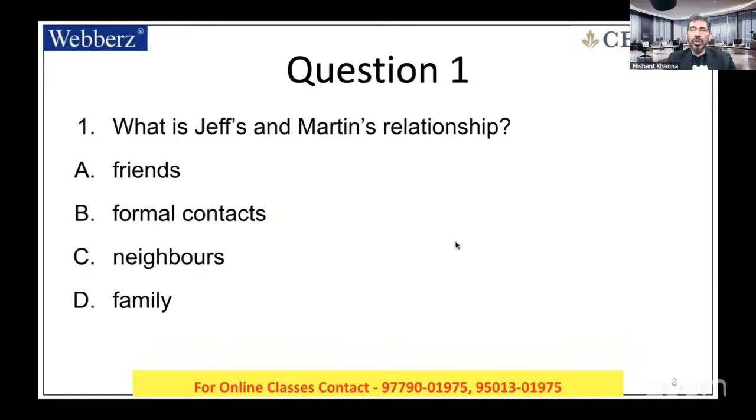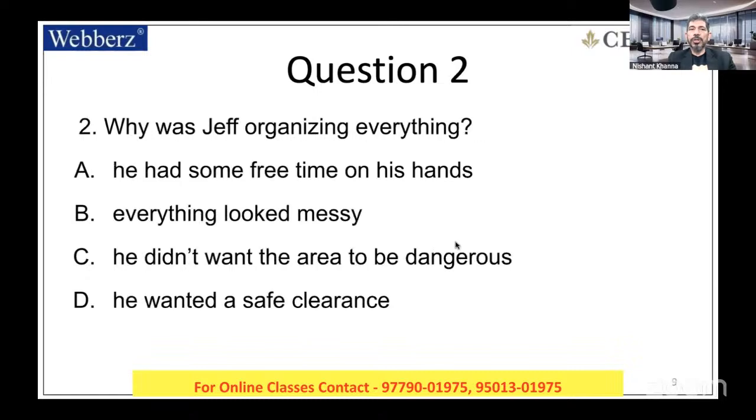Let's go to question number 2. Question number 2. Why was Jeff organizing everything? So he's got 4 choices. We have to find out the best choice. He has some free time on his hands. Everything looked messy. He didn't want the area to be dangerous. He wanted a safe clearance. Use the technique that I've told you to eliminate. Find the answer.